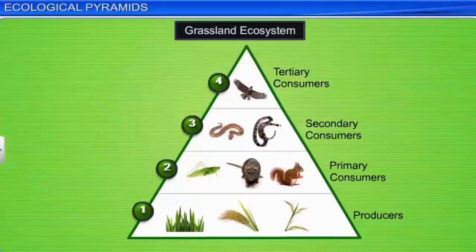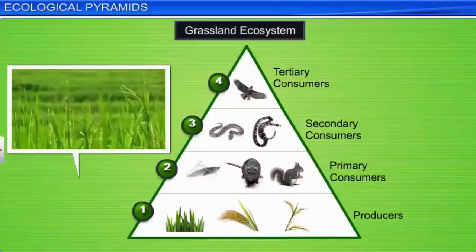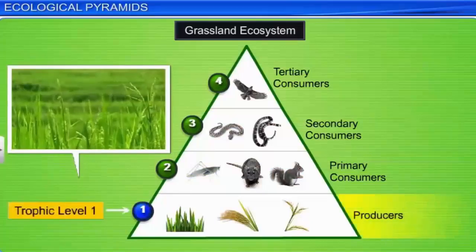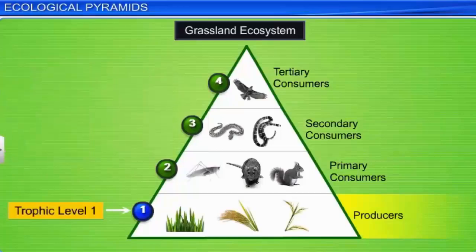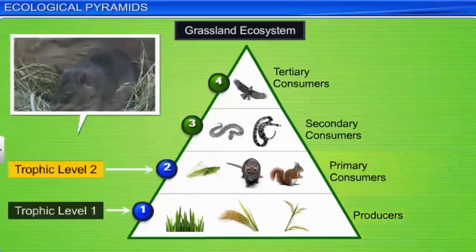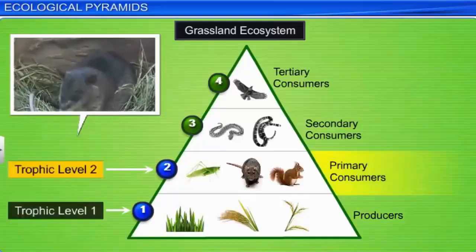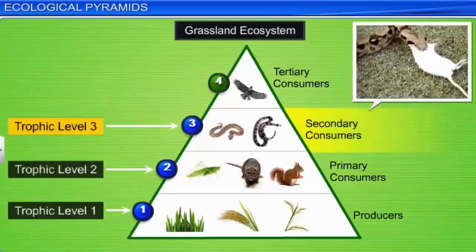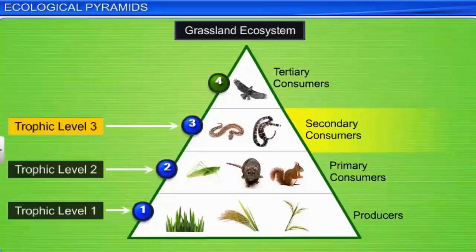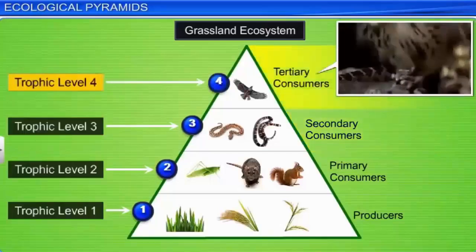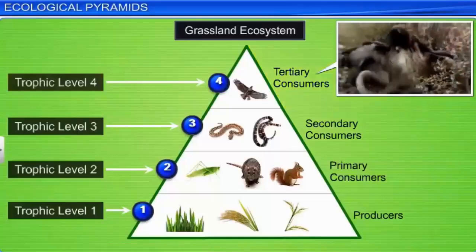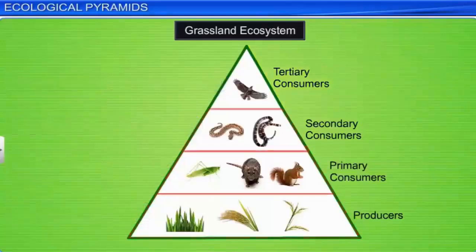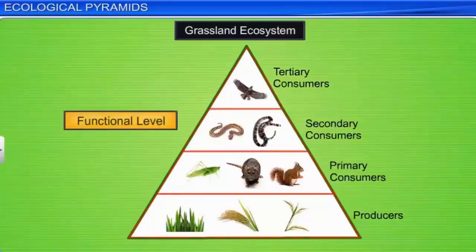Trophic levels represent the position of organisms in the food chain. The base of an ecological pyramid represents the first trophic level or producers. The next trophic level comprises primary consumers, followed by secondary consumers, and finally tertiary consumers at the top. Each of these trophic levels represents a functional level and not a single species as such.